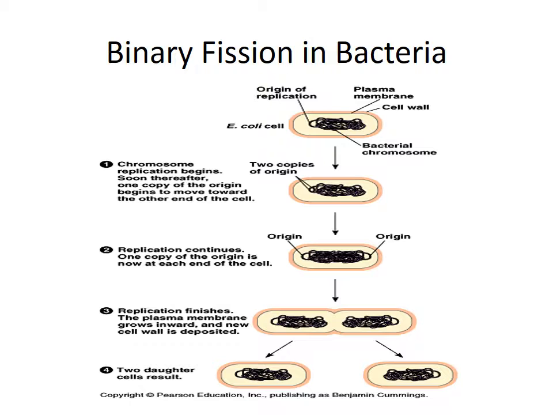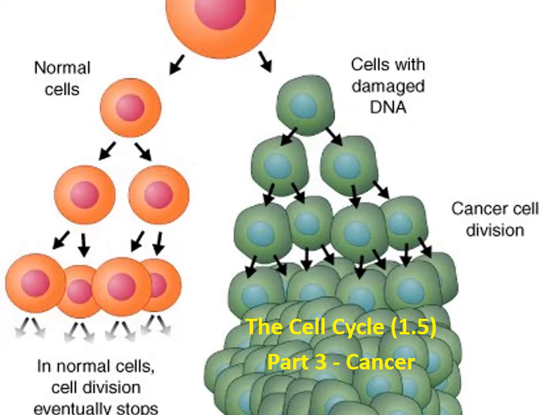Well, I think that's going to bring us to the end of part 2, and we're going to go into part 3, talking about cancer cells a little bit. What the heck is cancer? Well, cancer is just basically cells gone bad. And here we start off with comparing normal cell division and cancer cell division.